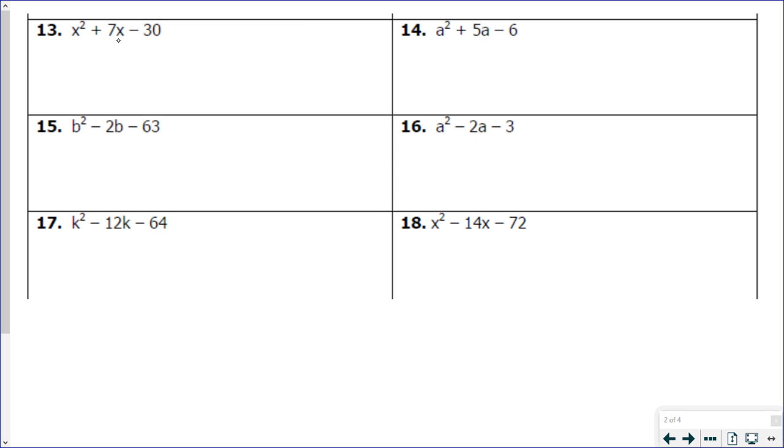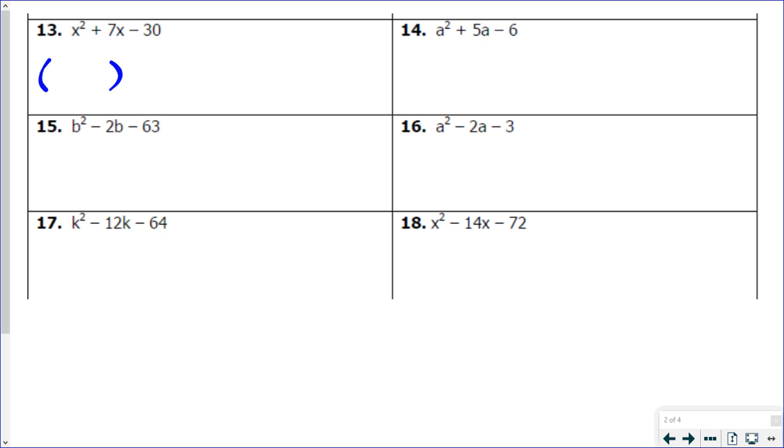Since the sum of them when you add them together is positive, that means the bigger number is going to be positive. In my mind, I'm thinking 6 and 5. There's no way I can get a 7 out of 6 and 5 by subtracting them. Then I think 15 and 2. And there's no way I can get a 7 out of that. So what about 10 and 3? Okay, 10 and 3 will work.